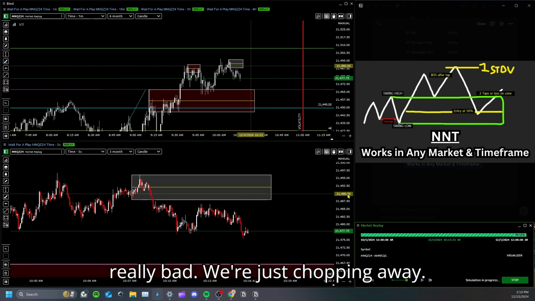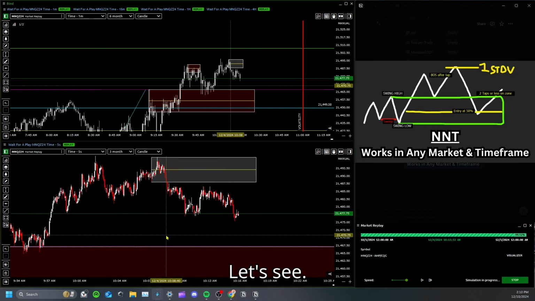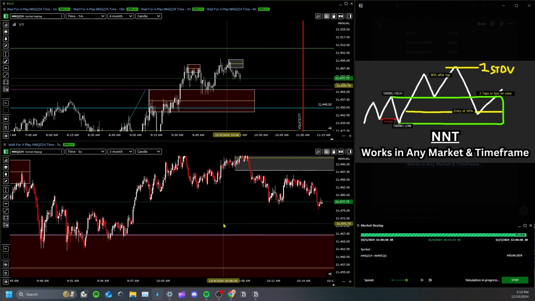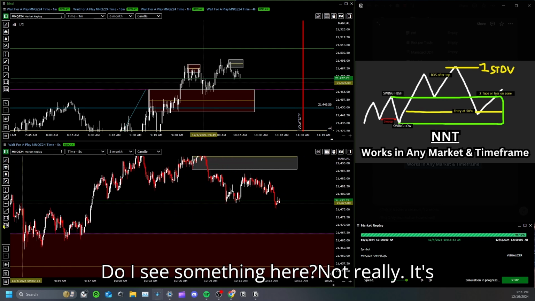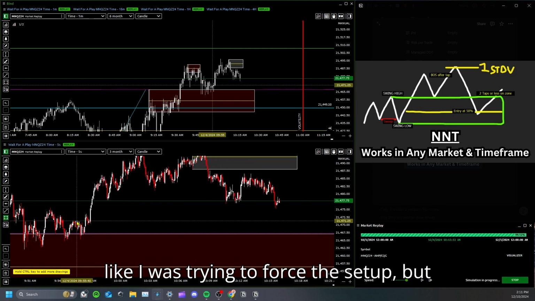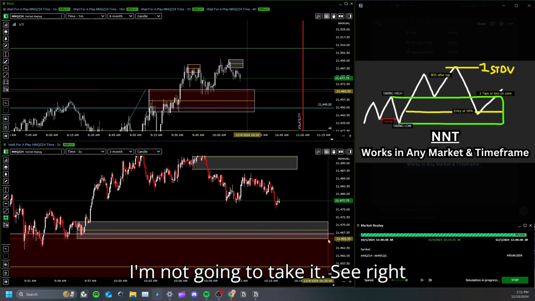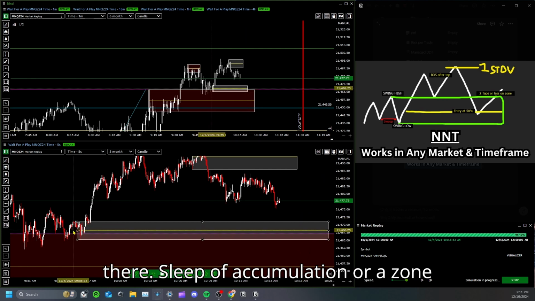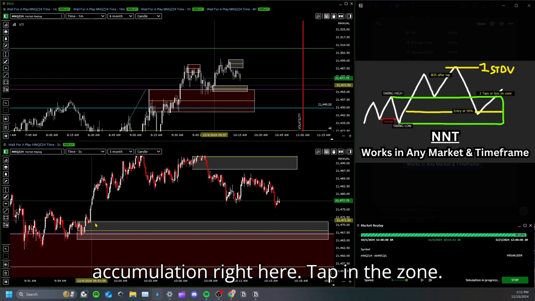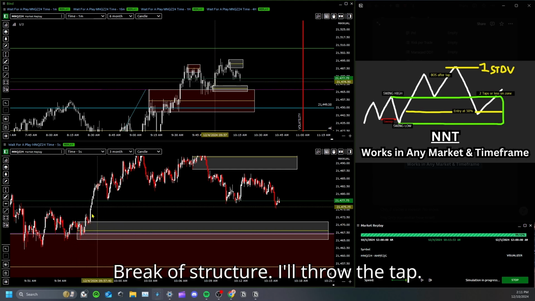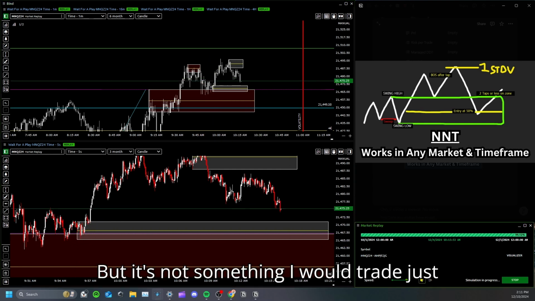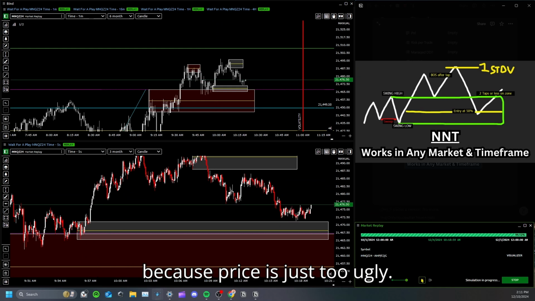Yeah, this is really bad. We're just chopping away. Let's see. Do I see something here? Not really. It's like if I was trying to force a setup, but I'm not going to take it. See right there, sweep of accumulation or a zone. This accumulation right here, tap in the zone, break of structure after the tap. But it's not something I would trade just because price is too ugly.